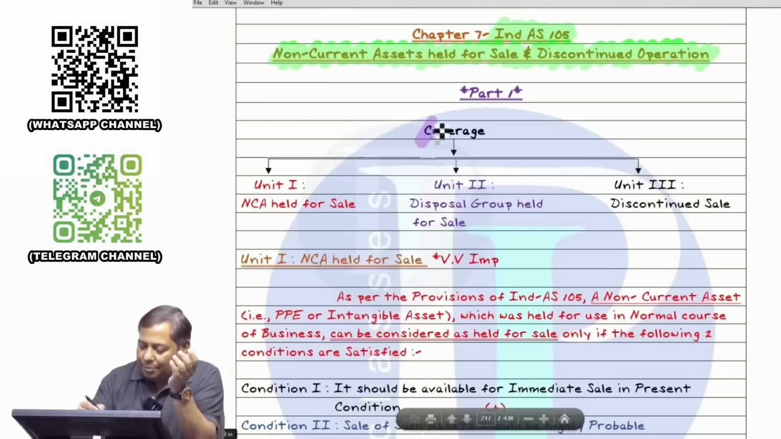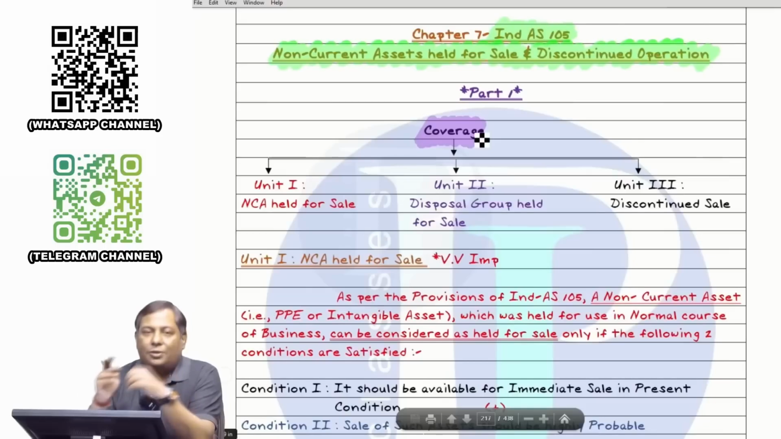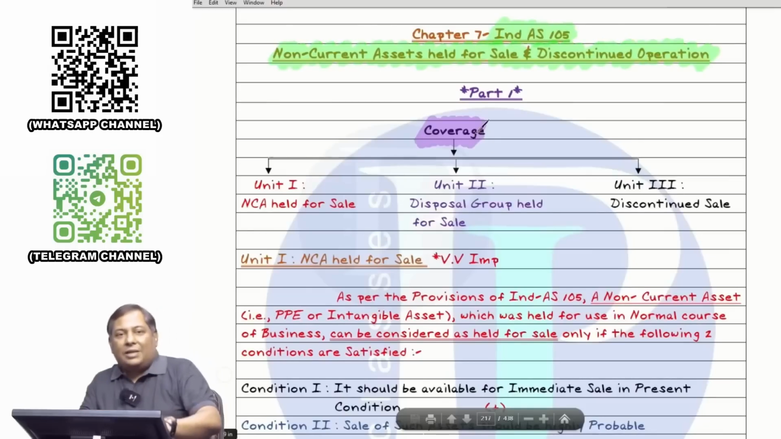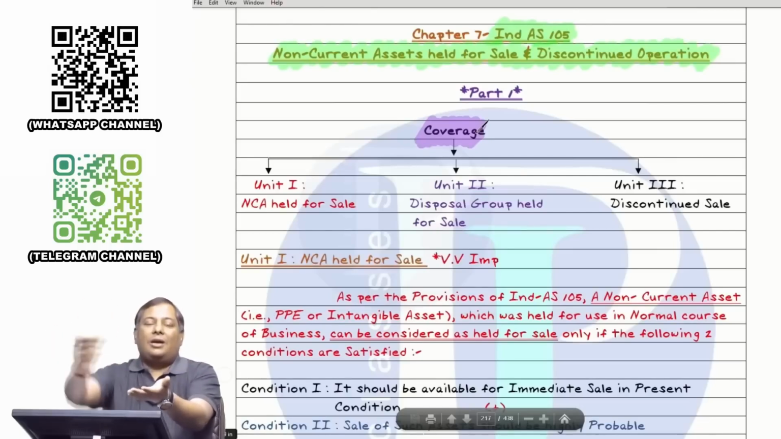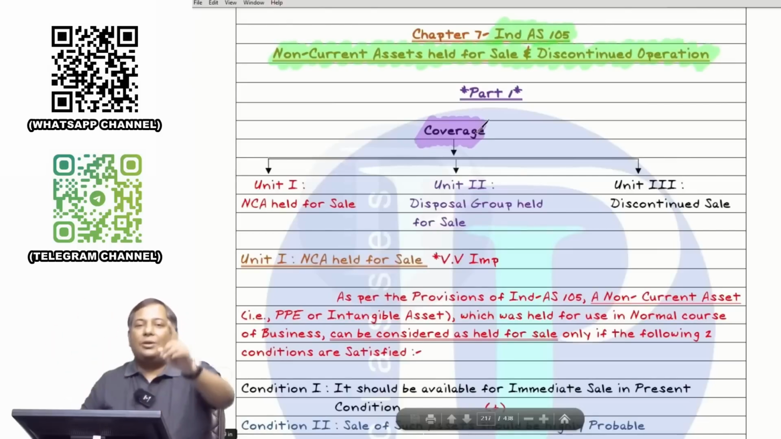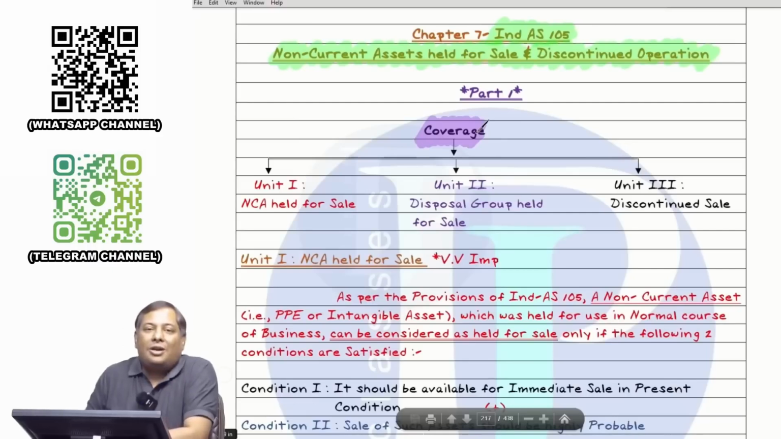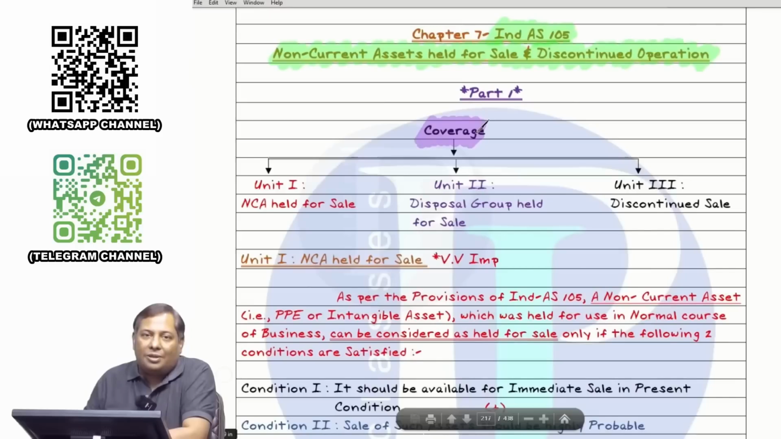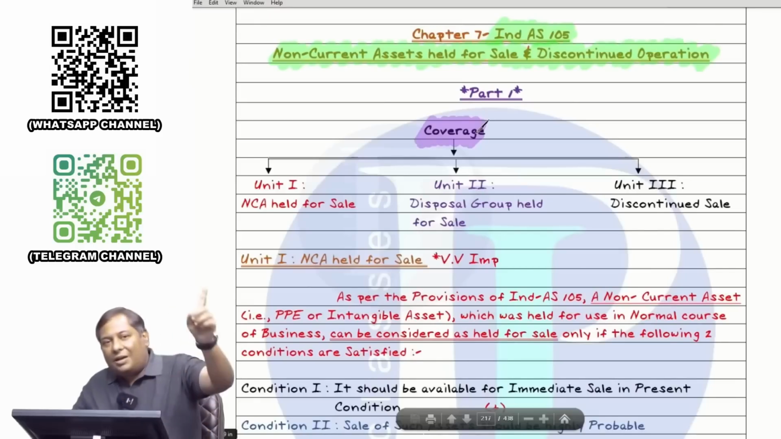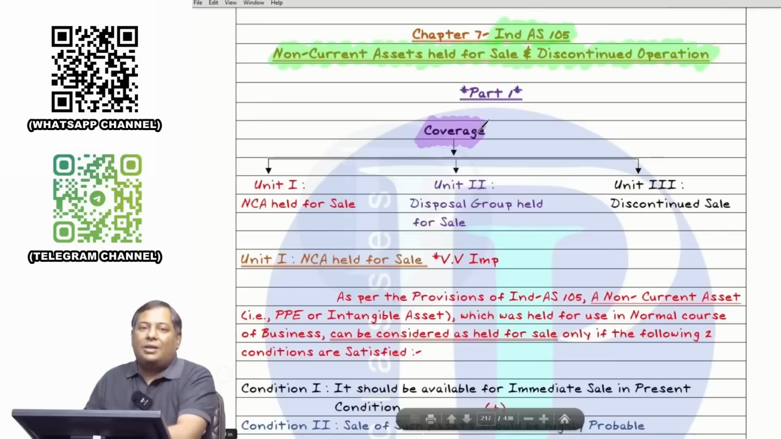And the first thing I made you note was the coverage in 105, right? When I was teaching this 105, I had initially divided this chapter into 3 parts. As I said, this chapter has 3 units. Unit 1, non-current assets held for sale, was studied. We had studied unit 2, disposal group. Unit number 3, we studied discontinued operation. In CA Inter, in AS 24 you study discontinuing operations. Here we study discontinued operations.